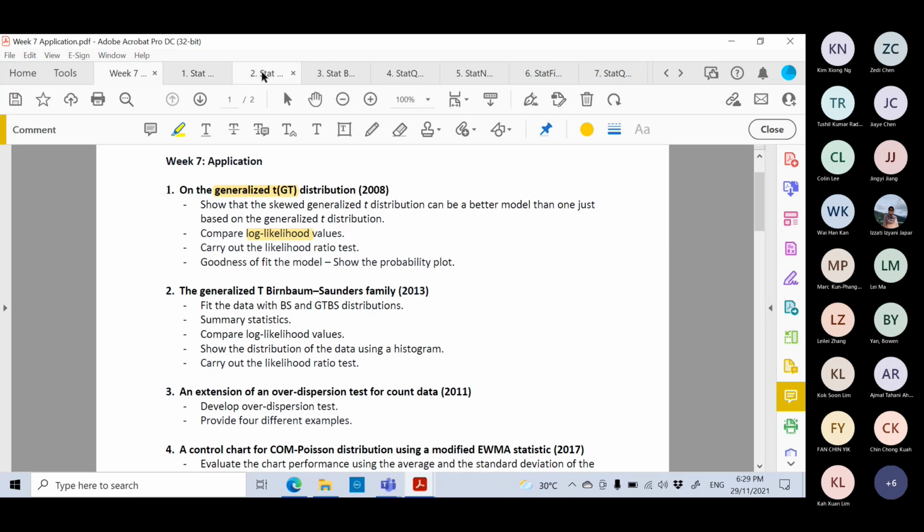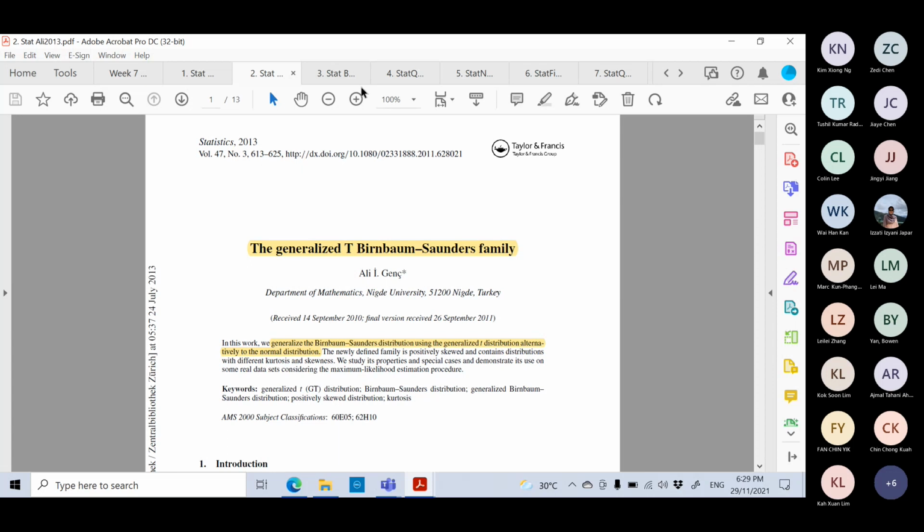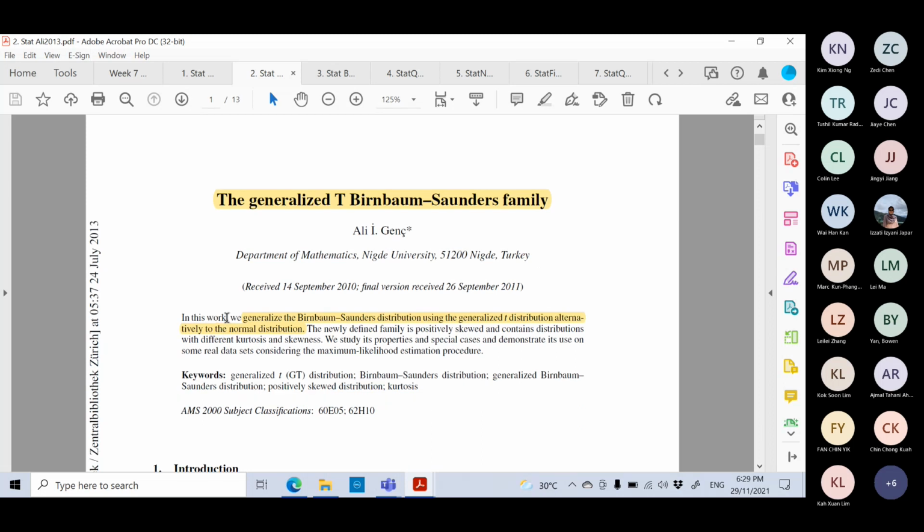Another paper is also published in the year 2013. In this particular paper, they also use a generalized T of the BS family. In this research work, they mention the objective of coming up with the generalized BS distribution. They use a generalized T distribution as an alternative to the normal distribution. So this is what they have proposed in this paper.